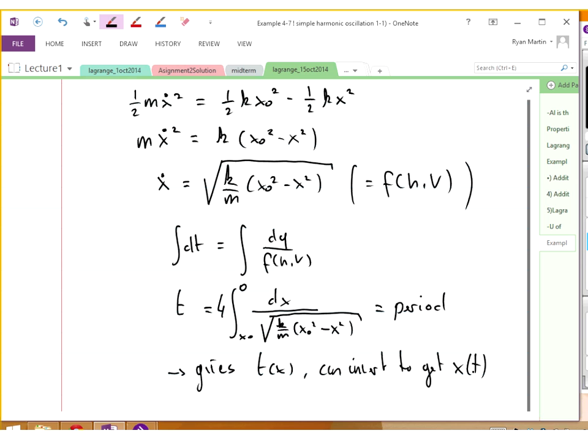Okay, so I think we'll stop here because we're at a nice stopping point before we deal with cyclic coordinates. So, any questions about this?